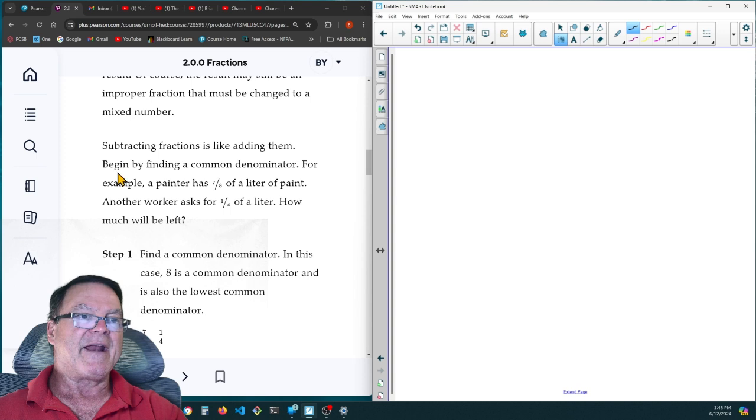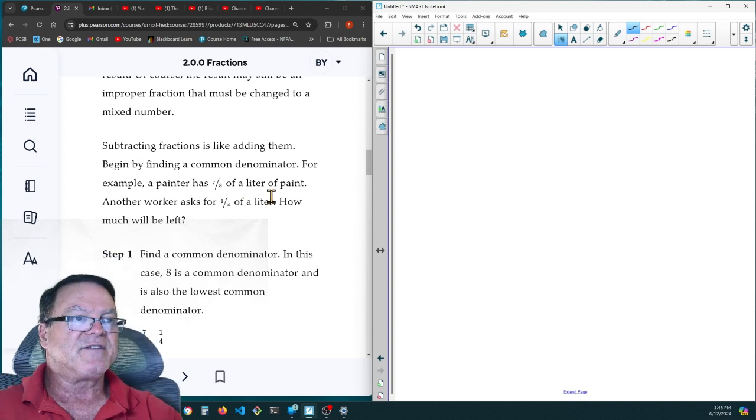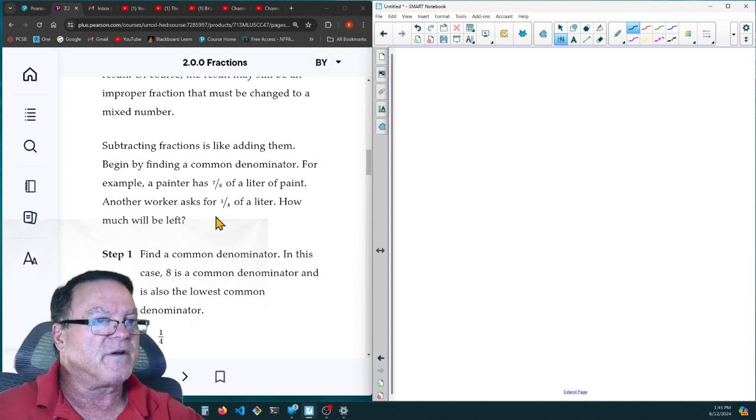Subtracting fractions is like adding them. Begin by finding a common denominator. For example, a painter has 7/8 of a liter of paint. Another worker asks for 1/4 of a liter. How much will be left? Okay. Well, let's do this one.